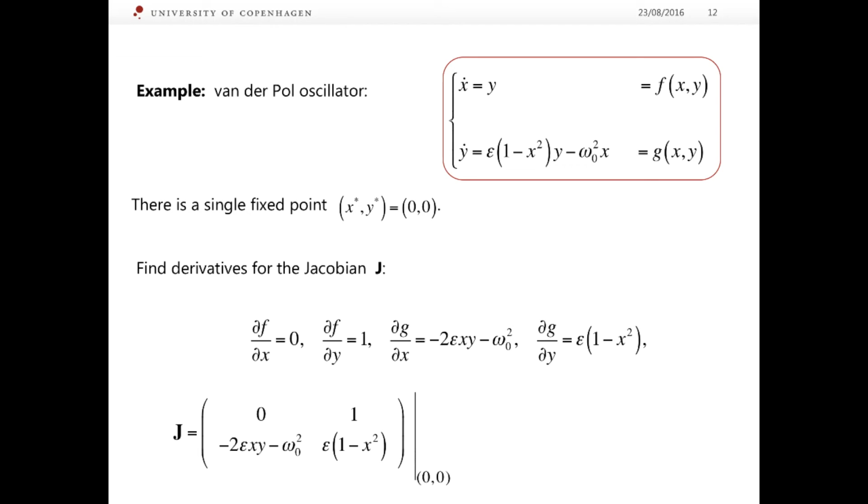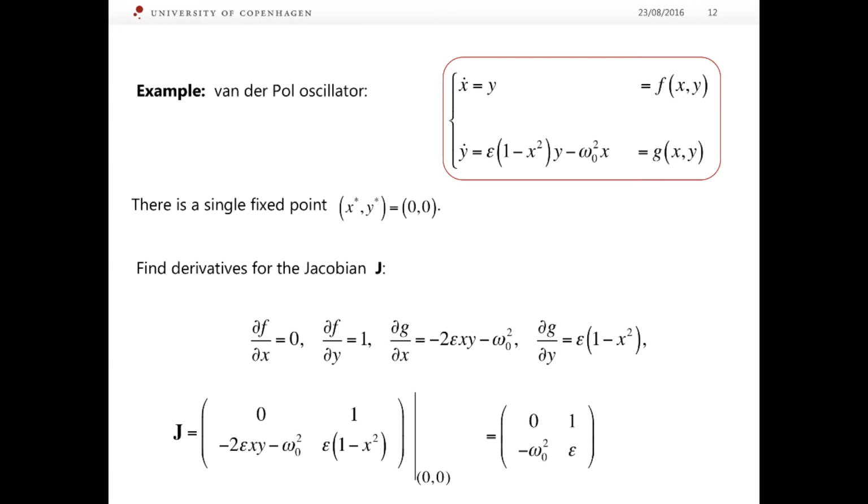We need to find the values of the derivatives at the fixed point at 0, 0. The first row contains the constants, so it stays as it is, and only the second row in the Jacobian depends on x and y. Consider the second row, the first element.